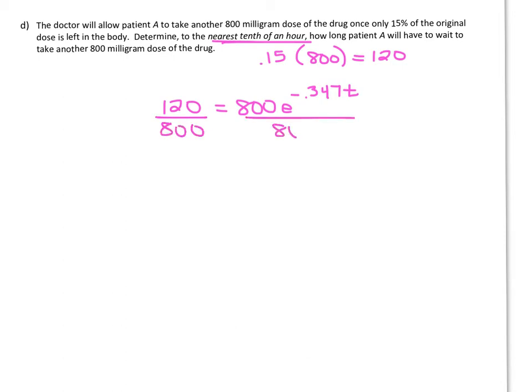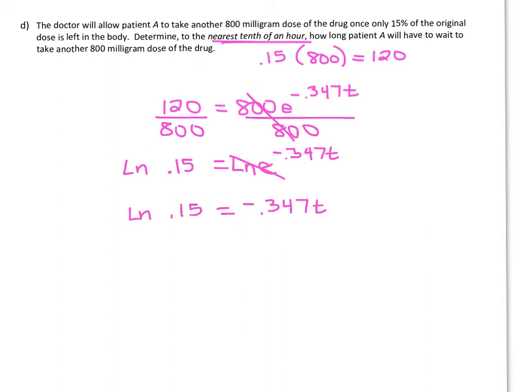Okay, so 120 divided by 800 brings us to 0.15, right, 15%. And that's going to be equal to e to the negative 0.347t power. Okay, to get rid of an e, we put an ln in front of it. So the ln gets rid of the e for us, and it leaves us with negative 0.347t, right? The exponent just drops right down. And on the left-hand side of the equation, I'm just going to bring down the ln of 0.15.